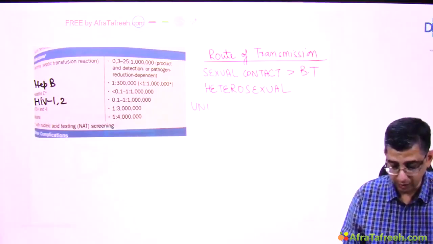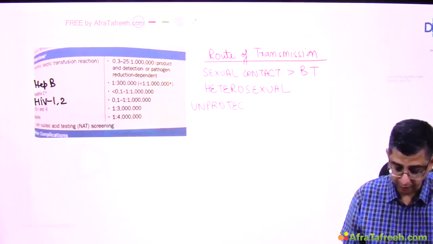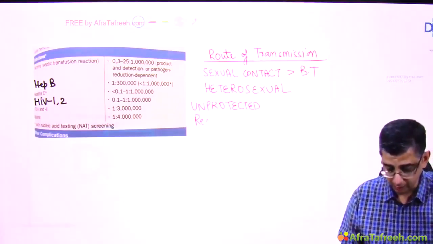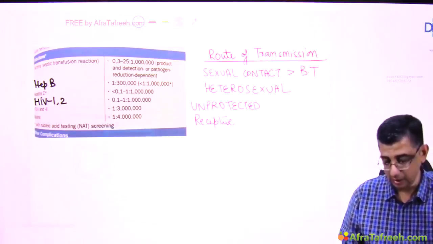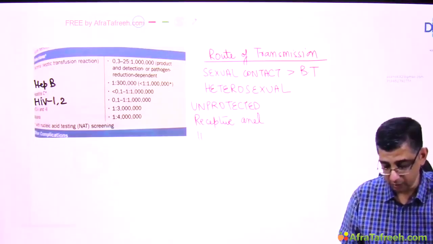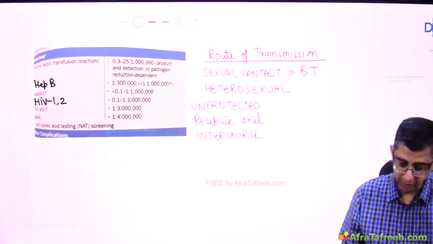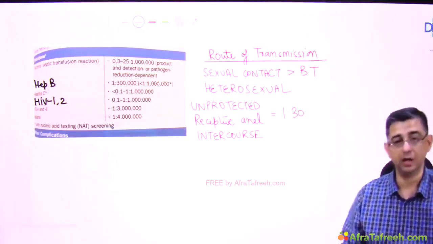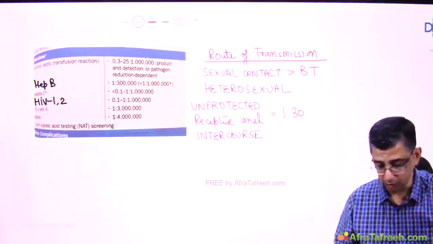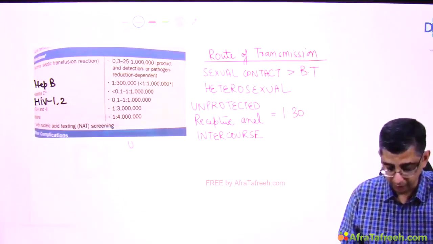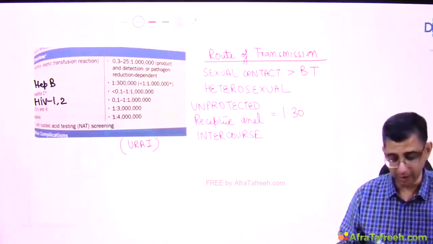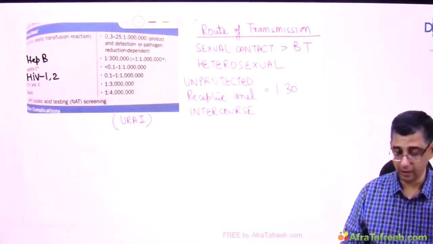And about the sexual act, I would like to highlight the fact that unprotected sex is obviously dangerous, but unprotected receptive anal intercourse has a chance of transmission of the disease of up to 1 in 30. So instead of asking in percentages, nowadays I have come across questions where they've asked chances like 1:100, 1:30. So I want you to remember that this is unprotected receptive anal intercourse. URAI is the shortcut used by various textbooks to describe it, and the incidence is pretty high.